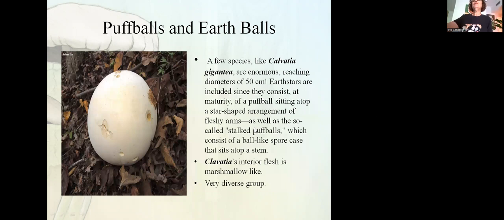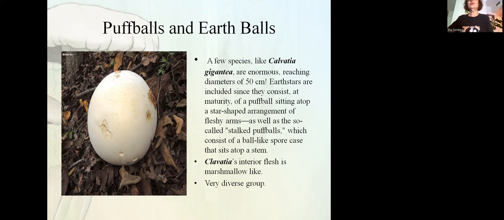Puffballs and earthballs. A few species like Calvatia gigantea are enormous, reaching up to 50 centimeters. Earth stars are included in this group. And so these look like giant balls. These are a favorite food. The inside should be white like marshmallow, and if it's not, it's probably poisonous. So a very diverse group.